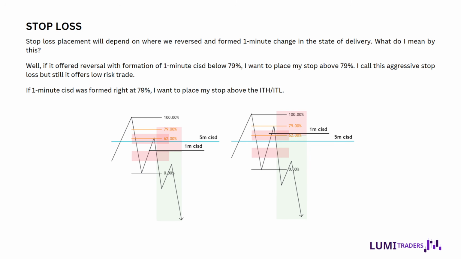If 1 minute change in the state of delivery was formed right at 79%, maybe slightly higher, but let's say at 79%, I want to place my stop loss above buy side liquidity or sell side liquidity, means intermediate term high, intermediate term low, long term high, long term low. Once again, if 1 minute change in the state of delivery was formed below 79%, you want to place your stop loss above 79%. If 1 minute change in the state of delivery was formed at 79%, maybe slightly higher, you want to place your stop loss above buy side liquidity.